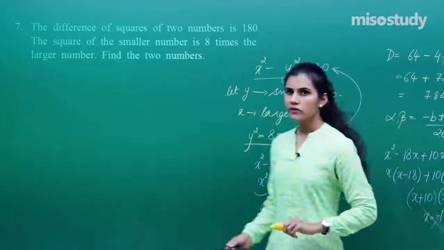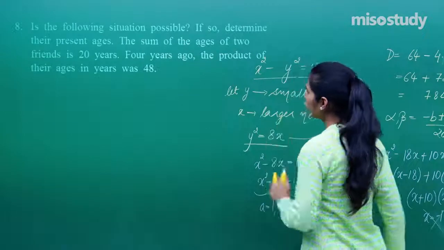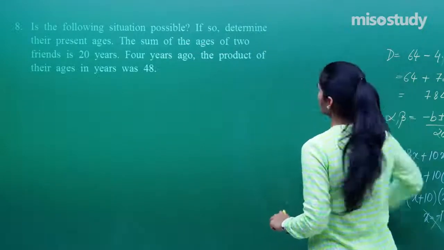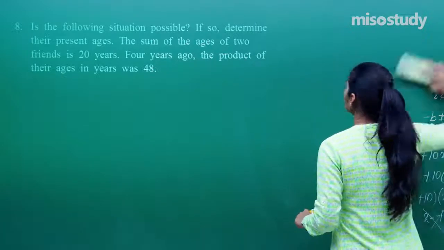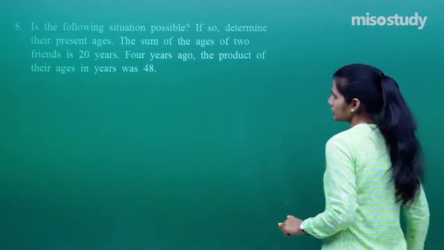Okay, so continuing with the discussion of the questions, let's look at the next question. It says, is the following situation possible or not possible? If so, determine their present ages. What is written? The sum of the ages of two friends is 20 years. There are two friends, the sum of their ages is 20.